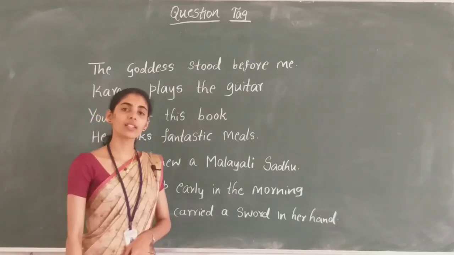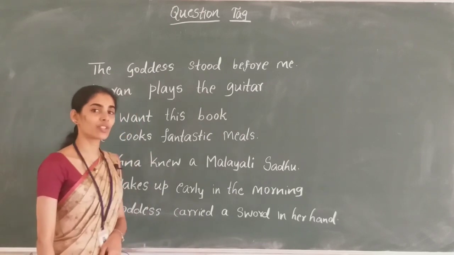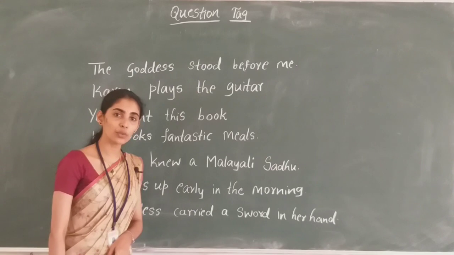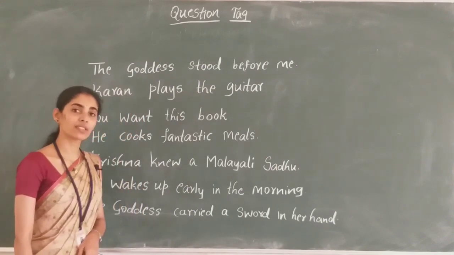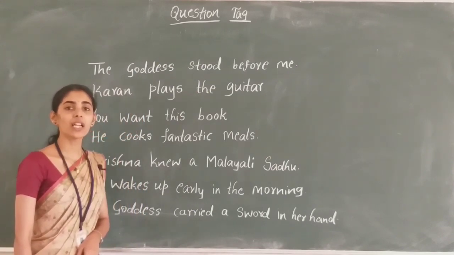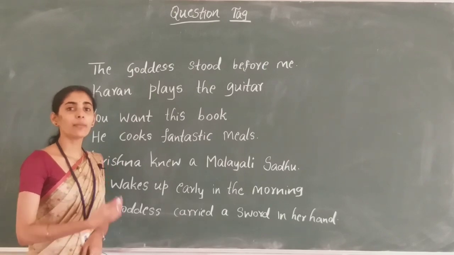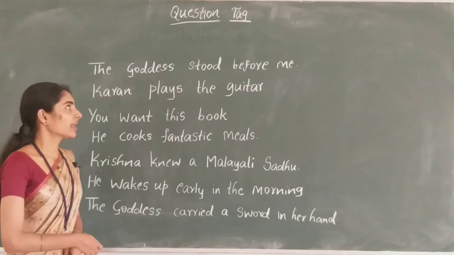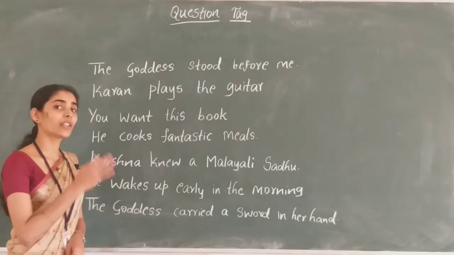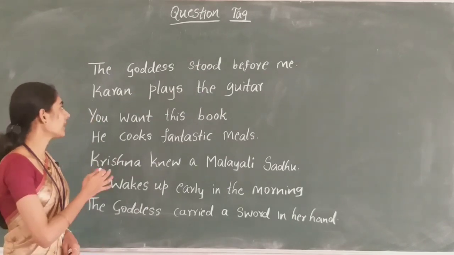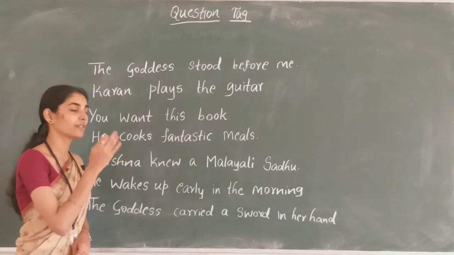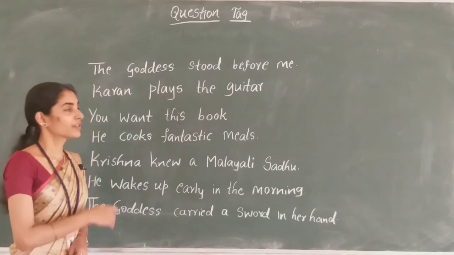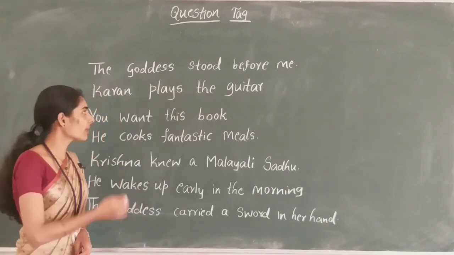So in the previous class we began the discussion of forming question tags, and we have seen there are three forms: positive to negative, negative to positive, and the third one is imperative sentences, that is, to frame question tags for imperative sentences or statements. But in the last class we discussed only the first form, positive to negative, which means if the statement is positive then the tag must be negative. So today let's look at some more examples.